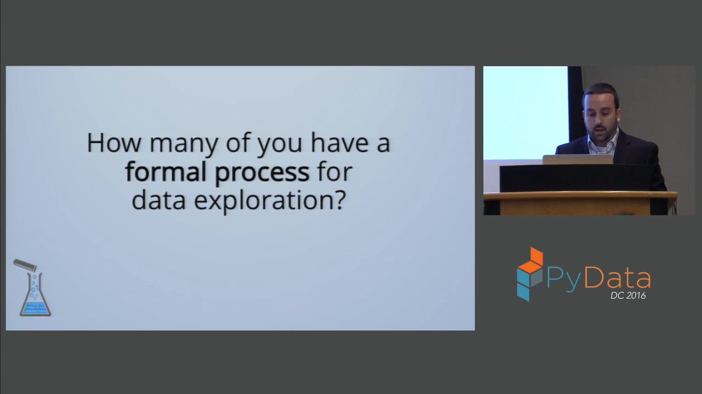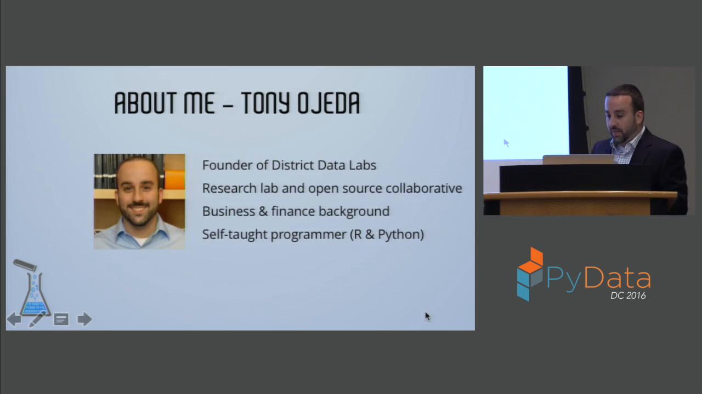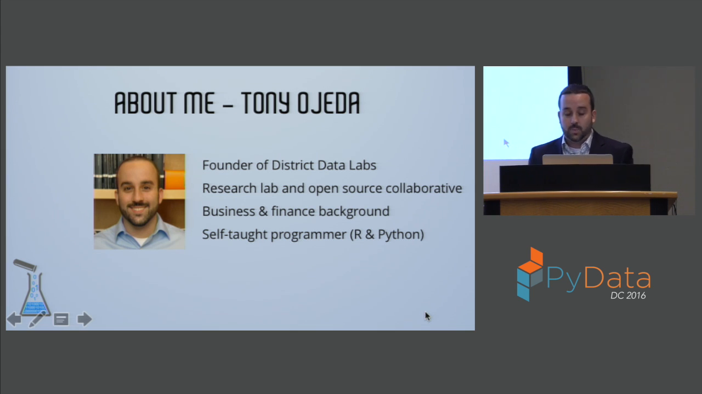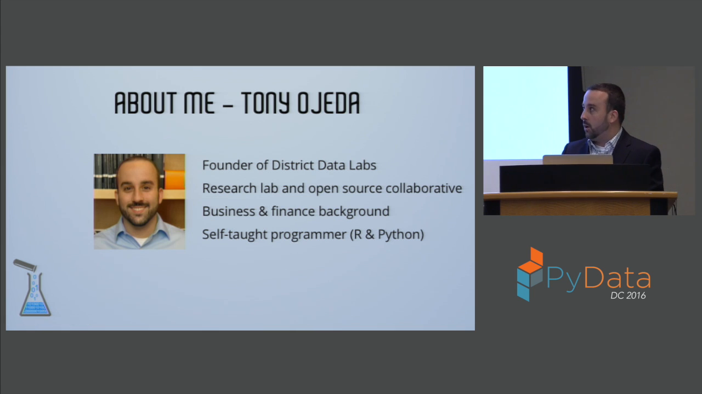But before I jump into that, I'd like to tell you a little bit about myself. So that's me. My name's Tony Ojeda. I've been in the analytics space and more recently in the data science space for a little over a decade now. I'm the founder of District Data Labs, which is a data science research lab and open source collaborative based in Washington, DC. And I got into data science from kind of a business analytics and finance background, which is where I acquired my analytical and quantitative skills. And then I taught myself how to program over the years in both R and Python.